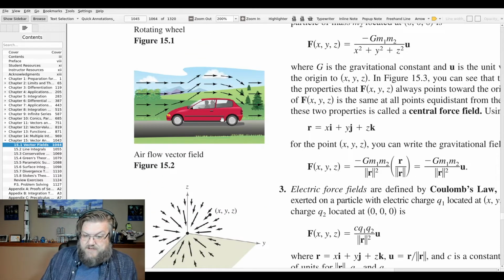Here's an airflow vector field, right? You can say that to every location here, I'm assigning a certain flow of air. And so you can see here how that's affected by hitting up against this car, the exact flow pattern that you get, right? That is an example of a vector field.